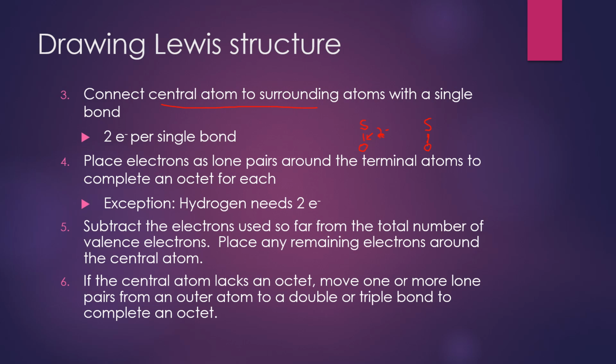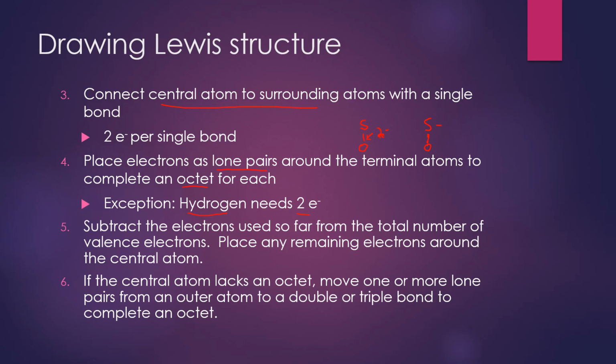Next, we want to place the electrons as lone pairs around the terminal atoms first. So the goal is to make the terminal atoms happy first. How do you make them happy? By giving them 8 electrons. That's the octet rule. Most atoms want 8 electrons to be happy. Of course, there's exceptions to every rule, one of those exceptions being hydrogen that only needs 2 electrons.